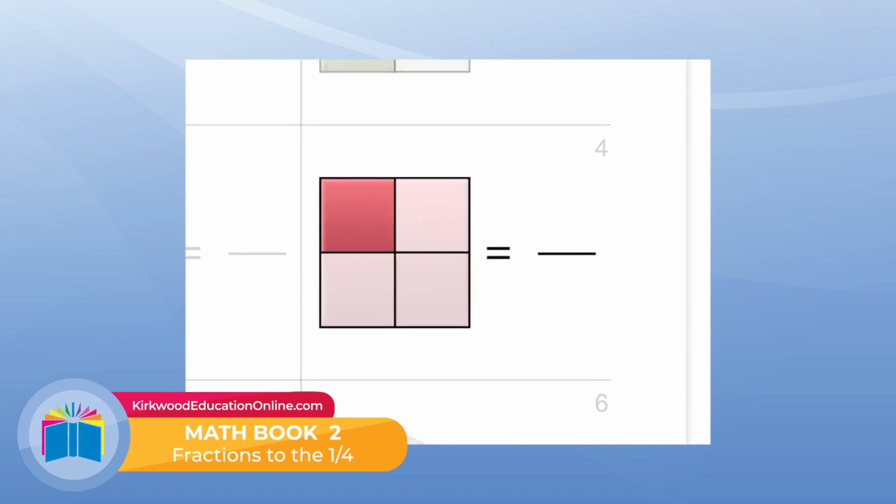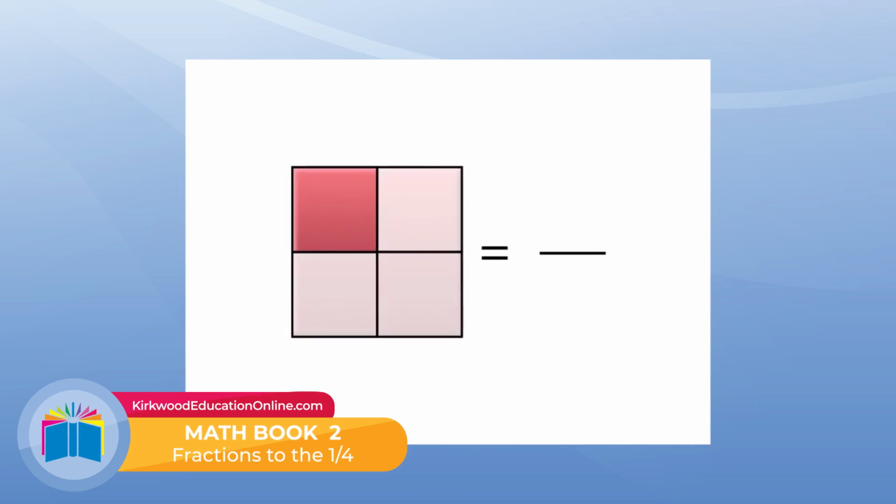Look at square number 4. You see a large square, and then it's divided into 4 equal smaller squares. 1, 2, 3, 4. So 4 is the denominator. It tells you how many squares that the larger square was divided into. And that's 4. Now how many squares are red? 1. So 1 is written above the line. That's the numerator. The fraction is 1/4. 1/4 of the squares are red.